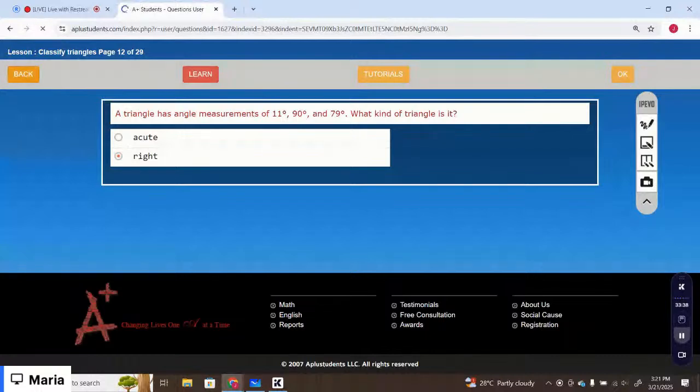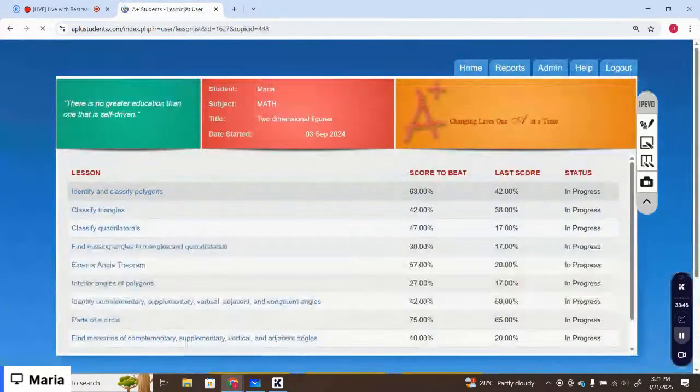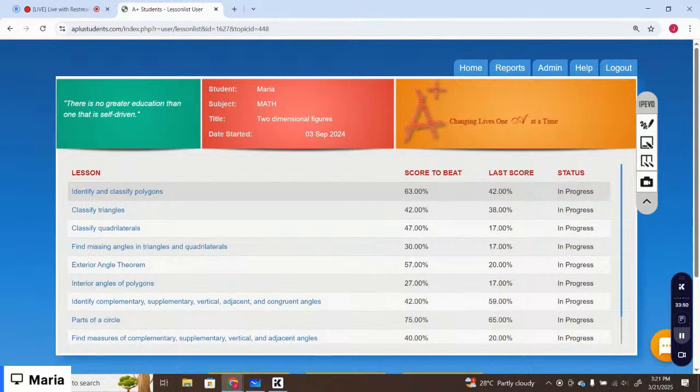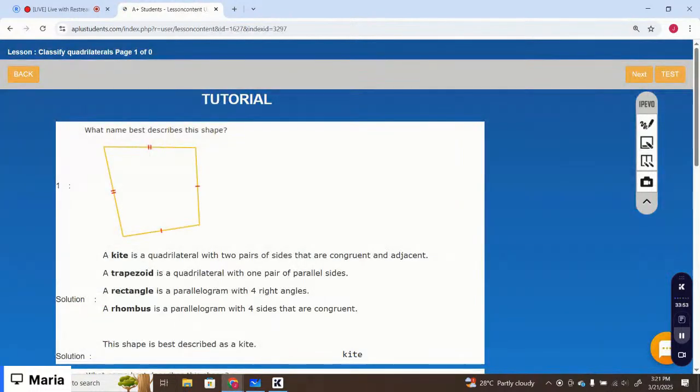Okay, today. Let me just move on to the next lesson. The next lesson is classify quadrilaterals. Let's just start with the lesson.